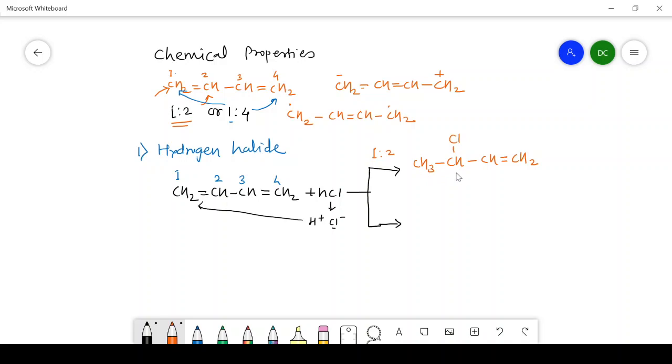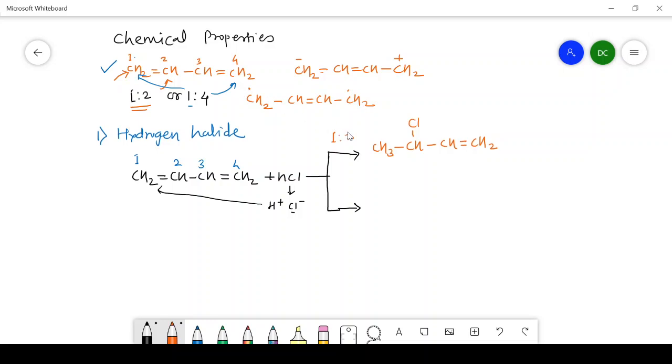Hydrogen is attached here, chlorine is attached here. That's why it is a 1,2. So after 1,2 addition, we will get this type of structure. And if I number this carbon from this side, it is first, second, third, and fourth. That's why the name of this compound is 3-chloro-1-butene. 3-chloro-1-butene.